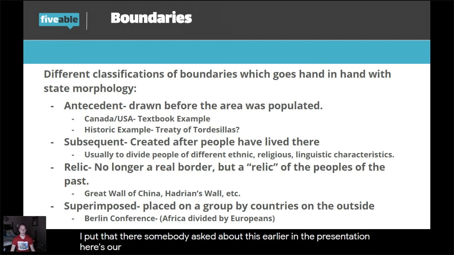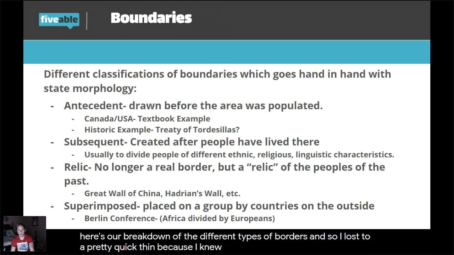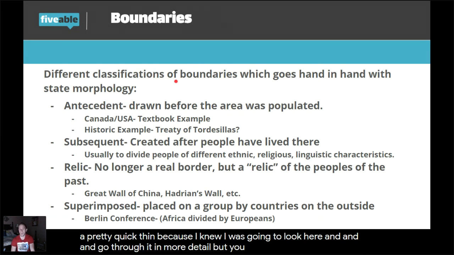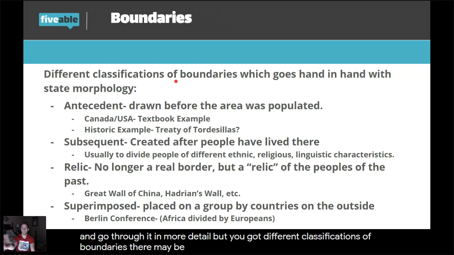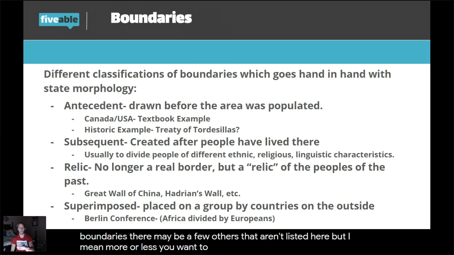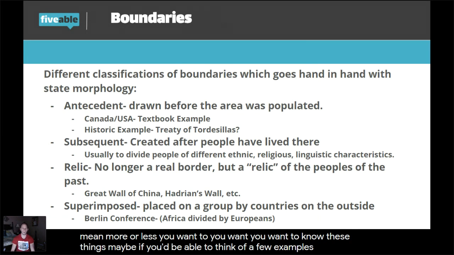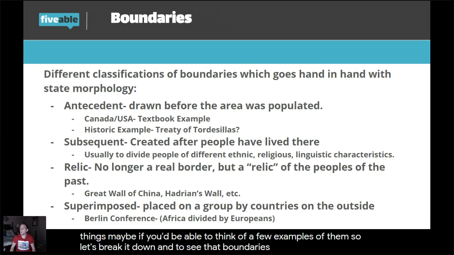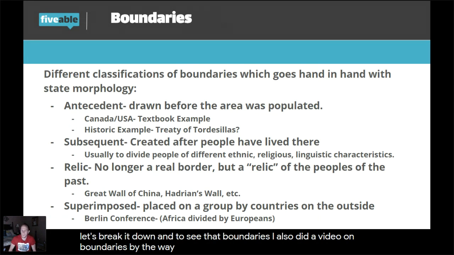Here's our breakdown of the different types of borders. I glossed through it pretty quick then because I knew I was going to look here and go through it in more detail. But you've got different classifications of boundaries. There may be a few others that aren't listed here, but more or less, you want to know these things. Maybe be able to think of a few examples of them. So let's break it down. Antecedent boundaries. I also did a video on boundaries, by the way. I forgot about that.